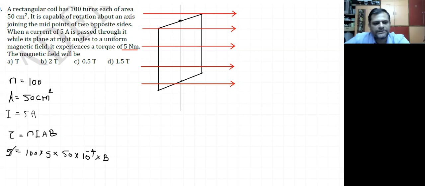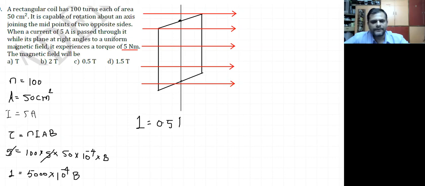Okay, so this 5 will just get cancelled, and what we are left with in the next step here is 1, which is going to be equal to 100 into 10 raised to minus 4, actually comes out to be, or we can say 100 into 50 becomes 5000. Okay, and 5000 multiplied by 10 raised to minus 4 makes this decimal point shift 4 digits to the left side, and hence it becomes 1 is equal to 0.5 into B. Okay, so that we can just find out this B to be simply equal to 1 upon 0.5, and that is going to be in Tesla, which happens to be 2 Tesla as the final answer.